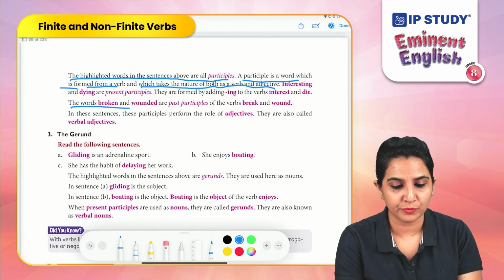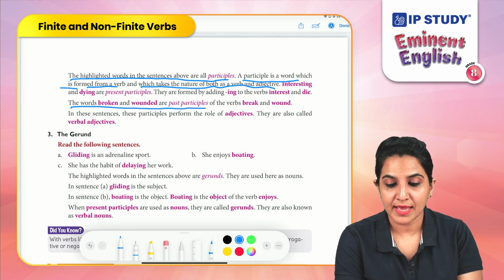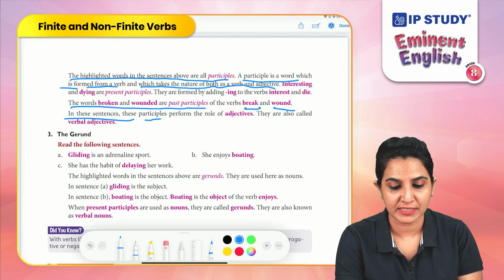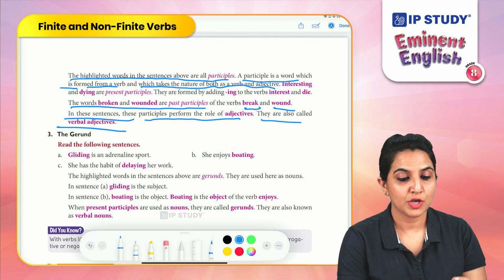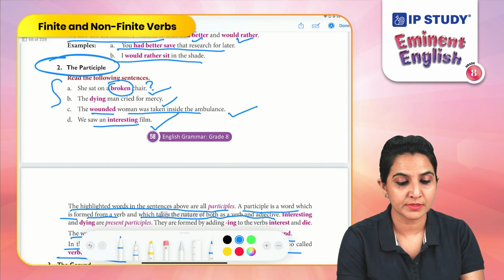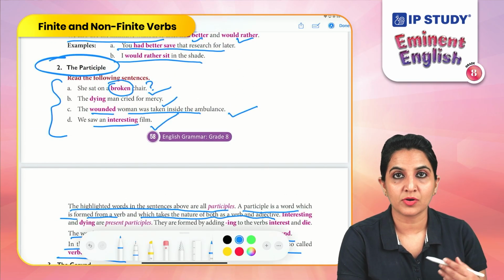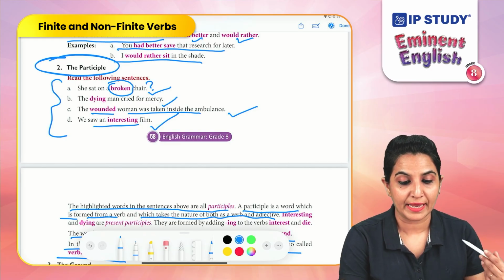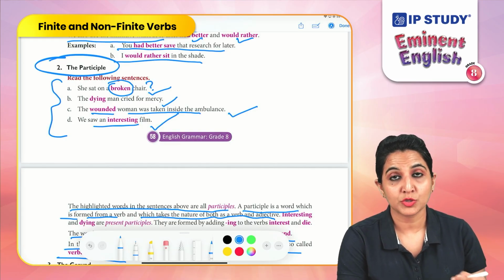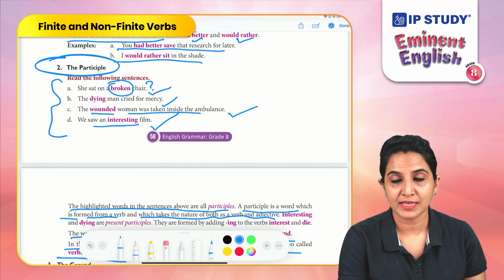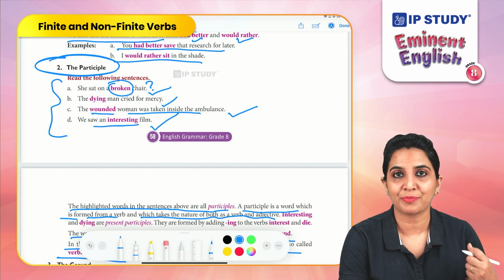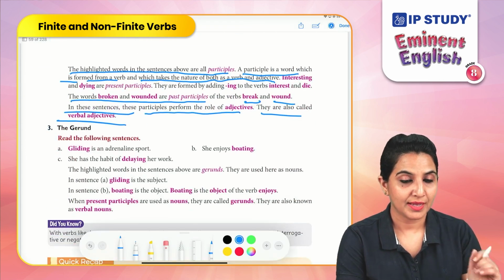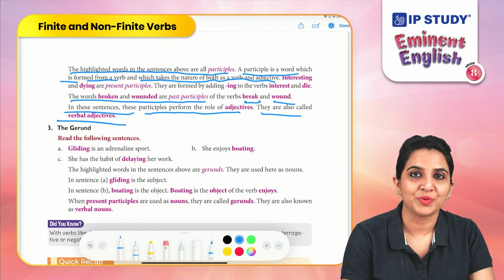The words broken and wounded are past participles of the verbs break and wound. In these sentences, these participles perform the role of adjectives. They're also called verbal adjectives. So all of these four words were describing someone or something, like a broken chair, dying man, wounded woman, interesting film. So all of these were acting as adjectives. Some of them were examples of past participle and some of them were examples of present participle. All of these are also called verbal adjectives.